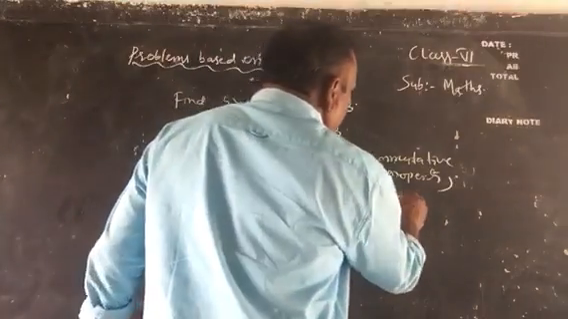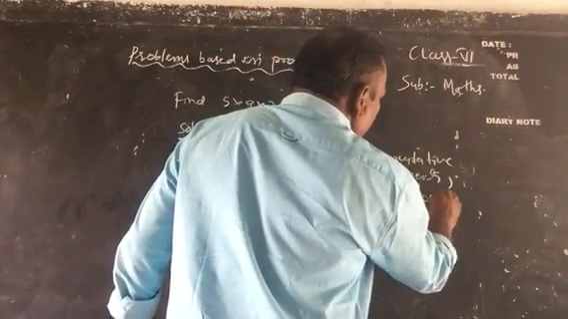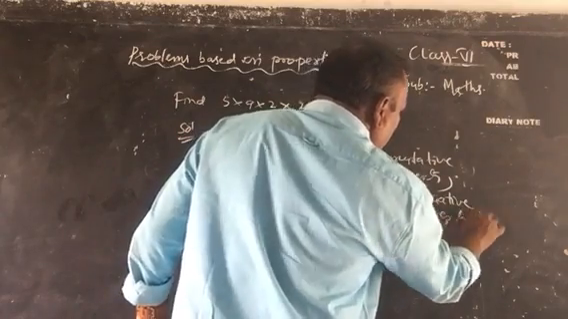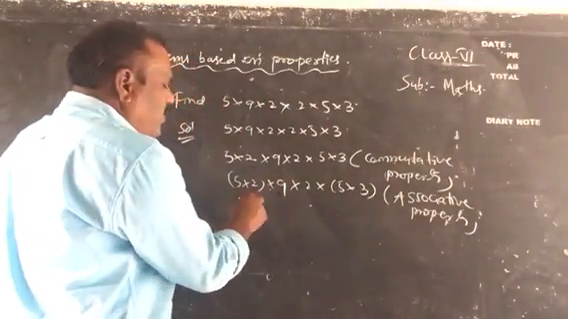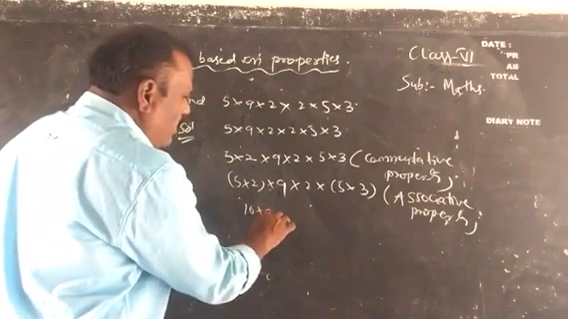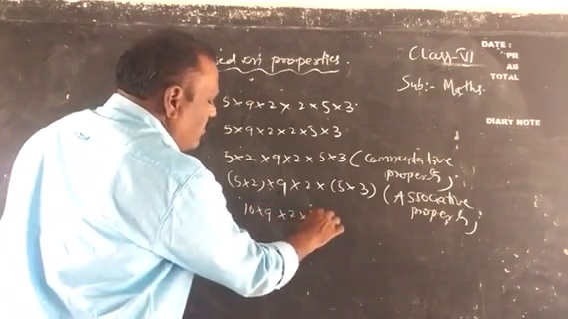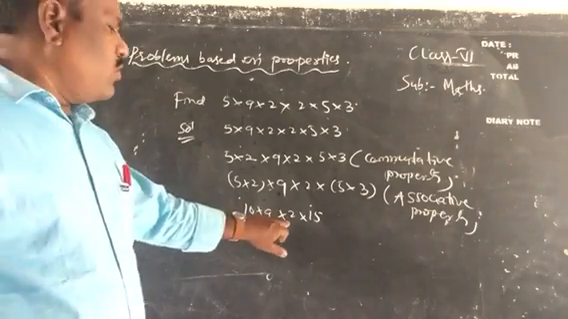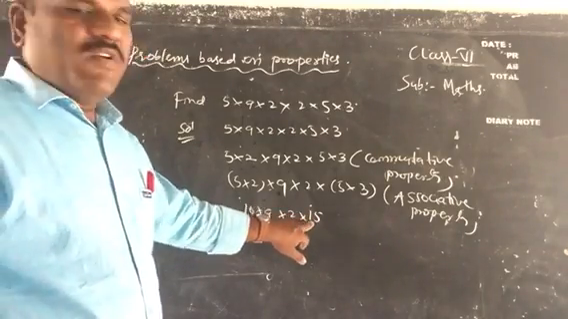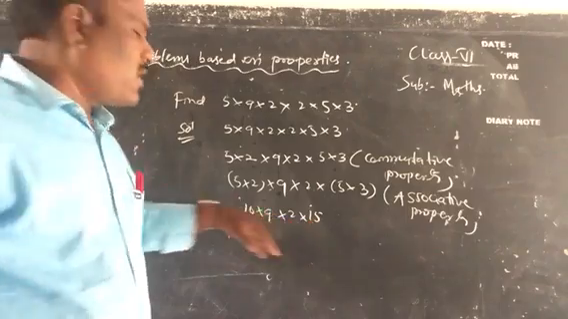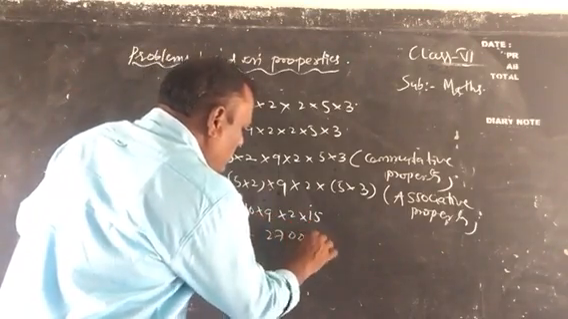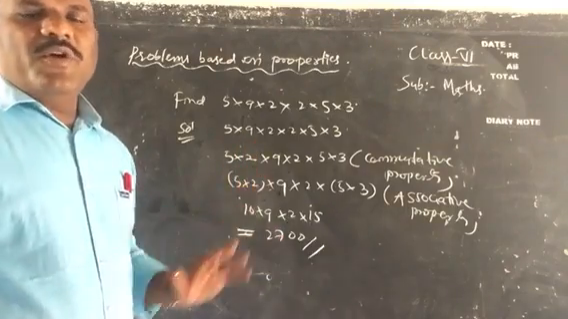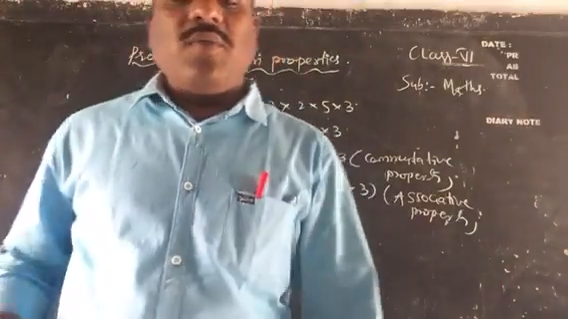Which property is this? Associative property. So now 5 into 2, how much here? 10 into 9 into 2 into 15. So easily now you can do it. 10 nines are 90, into 2 is 180, into 15. How much, children? 2700. So this is the way of doing sums by applying the commutative property and associative property.